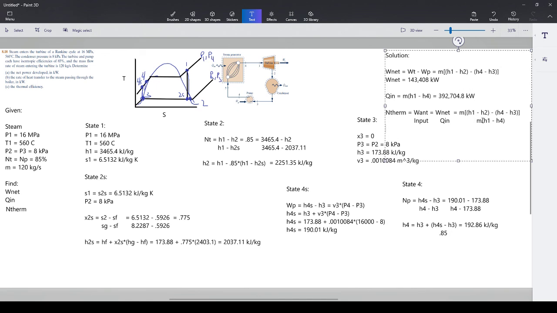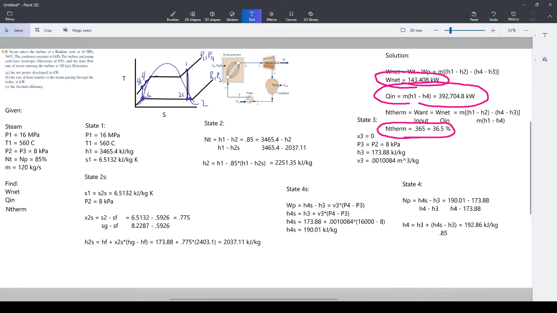In the previous part, we found work net and Qn, so you will find that eta therm, when you put those over each other, is 143,408 divided by 392,704.8, and you end up getting 0.365. So essentially, yeah, it's about right. It's 0.365, which is about 36.5% efficient. So that is our solution to the question. So these are the answers to the question.